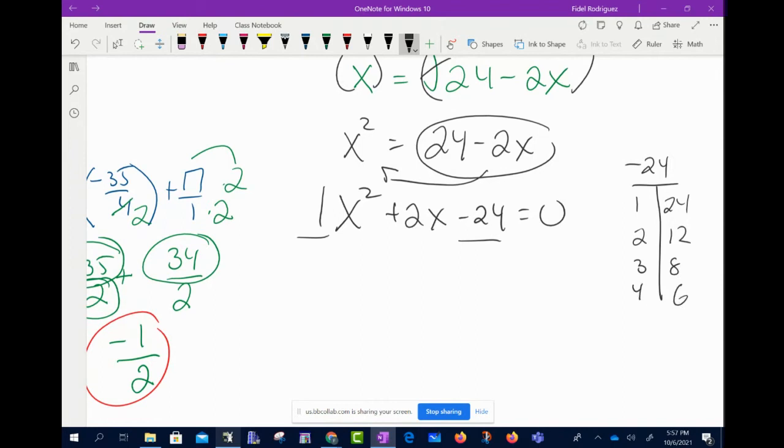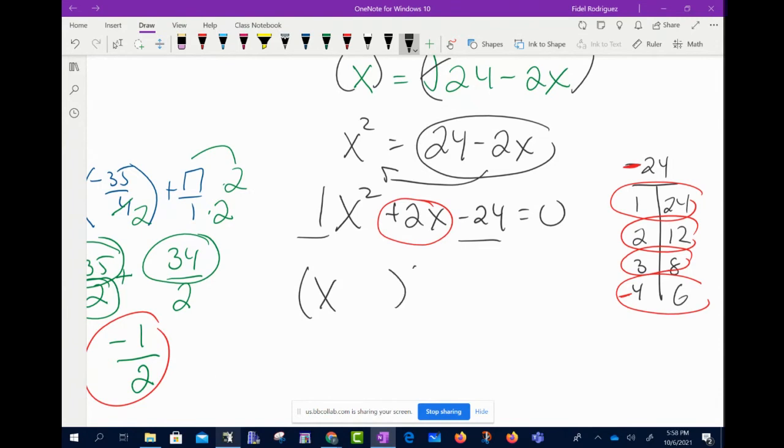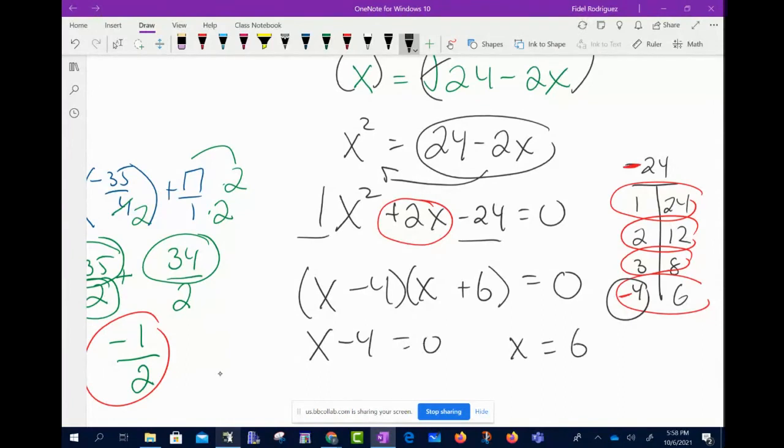Since it's going to be negative, one of the numbers in these pairs is going to have to be negative, and I want to end up with a positive 2. So look, if I make that a negative 4 and a positive 6, there's my negative 24, and if I add them together, there's my positive 2. So look what we have now. We have x and x. We got a minus 4 and a plus 6. So then we're going to set each of those parts equal to 0.